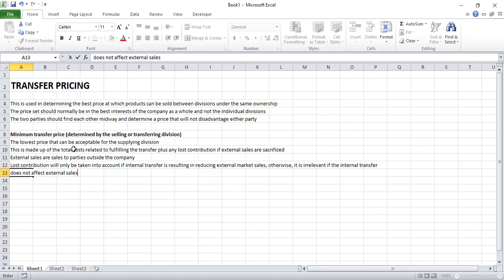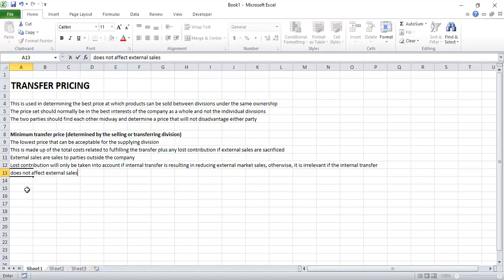So I think the minimum price, as long as our external market is not affected, it's okay if you can just compensate us our costs. You are our sister company, by the way. So we can produce for you, just compensate our costs, then that's fine. But if it means sacrificing our external market, you have to compensate us our costs plus any lost contribution that we could have earned if we had supplied our external market, so that our performance measurement will not be affected.